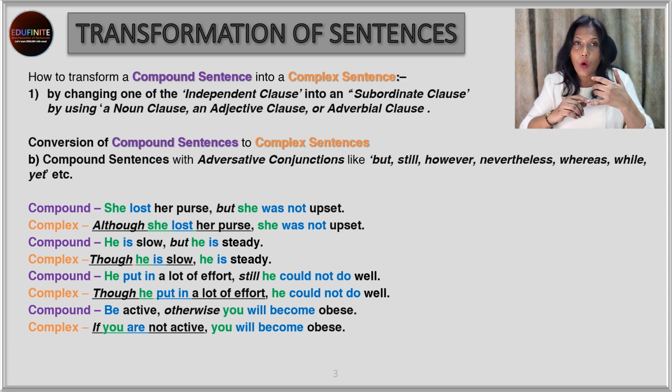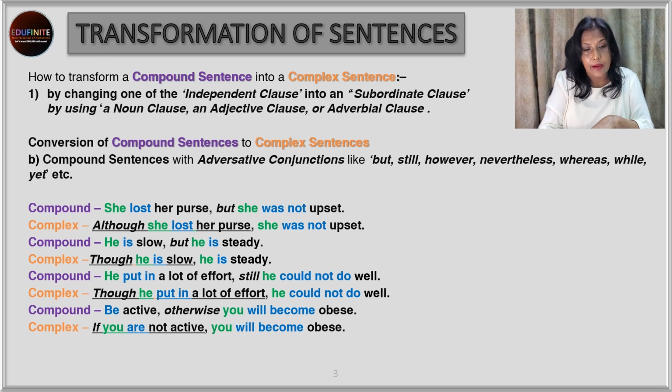We use although, though or if, and that's how a subordinate clause is made. And then what we do? We remove the coordinating conjunction and attach the other independent clause to it and transform it into a complex sentence.